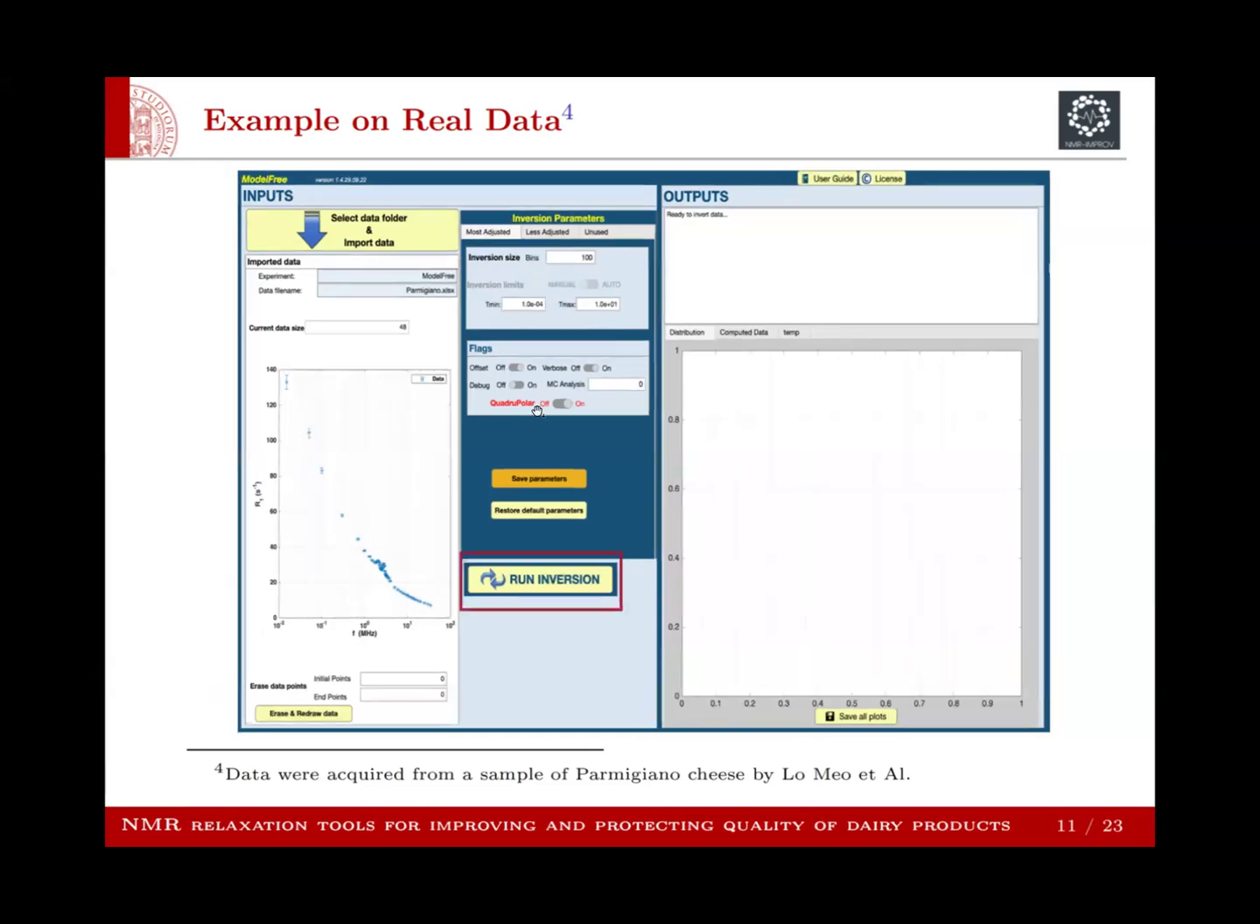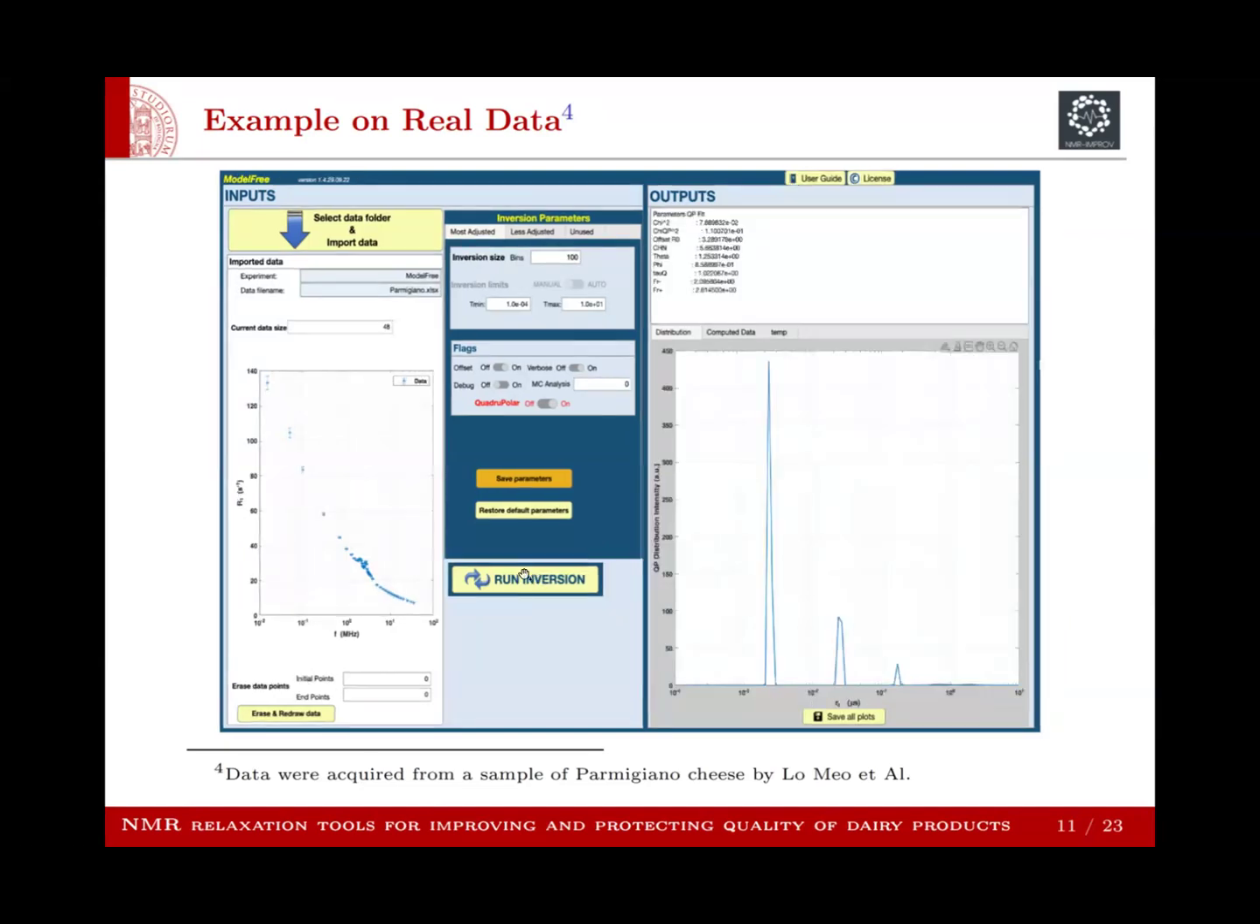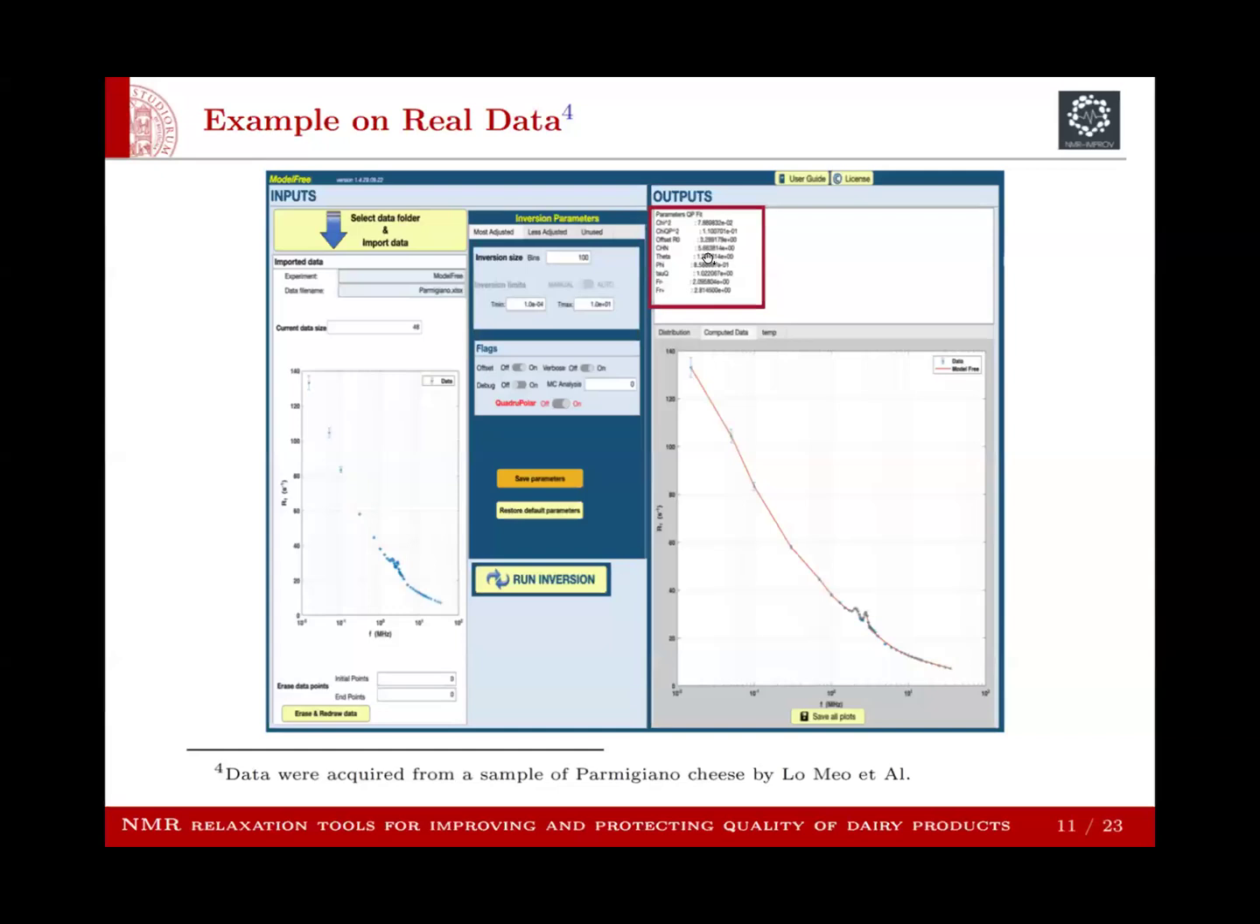And when you run the inversion, after not so much time, you have the results. On the right, you can see the correlation time distribution, the f of tau c, related to the linear part. There is also the fit of the profile, which is quite good in this case. And here on the top, on the right, there are the values of the quadrupolar parameters and the value of R0 and all the parameters that you want to extract with this software.